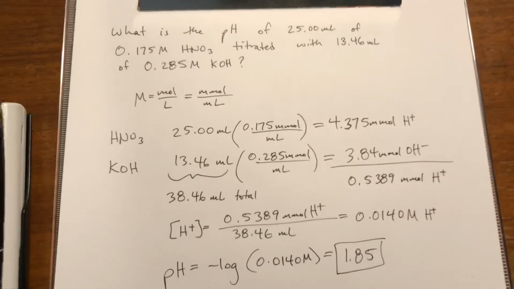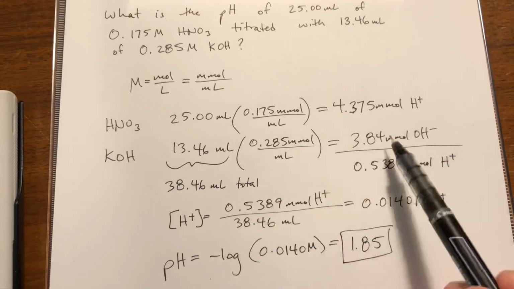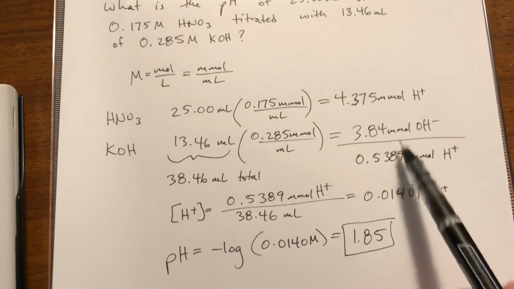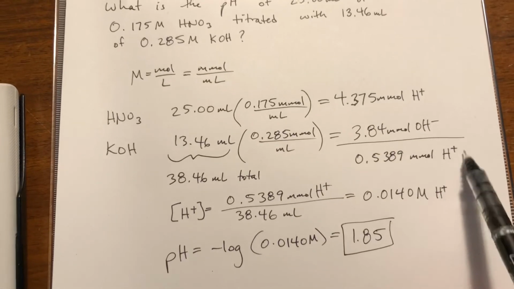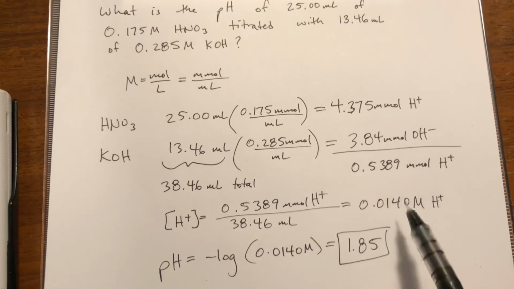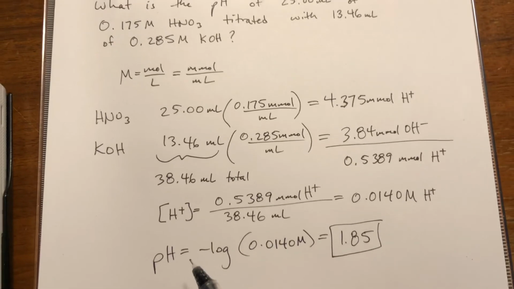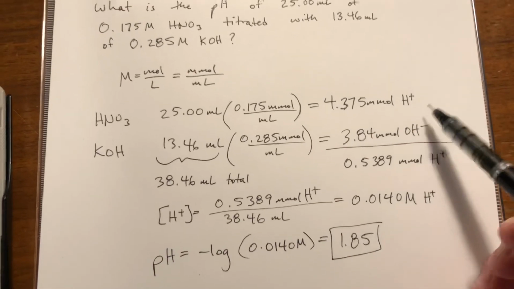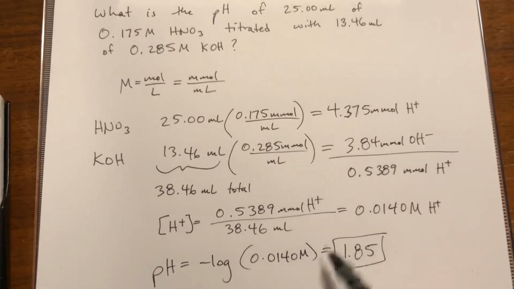If we had done this same problem and had an excess of base, the difference between these two numbers would have been the amount of millimoles of OH-. You would still divide by the volume, and then when you take the negative log, you would actually get pOH and have to subtract from 14. But because we had an excess of acid, we just took the negative log and we were done.